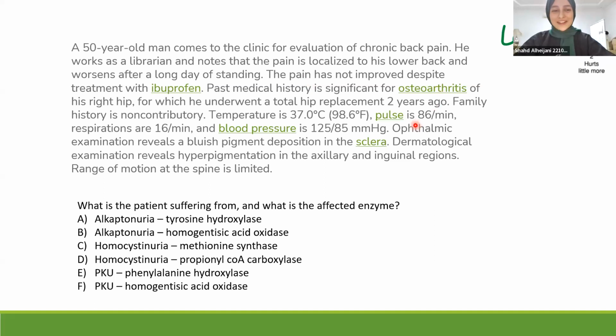Correct answer. We have one correct answer. B. So the defect here is alkaptonuria. How can we tell? Let's annotate the main stuff. First thing we're going to notice is that he's 50. There's chronic back pain, and then this is just to fill the question. So we have ibuprofen, we have osteoarthritis. So whatever is here is just extra information.